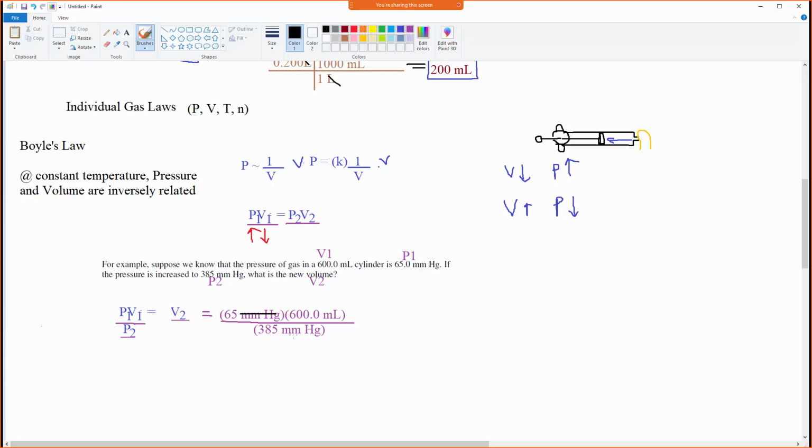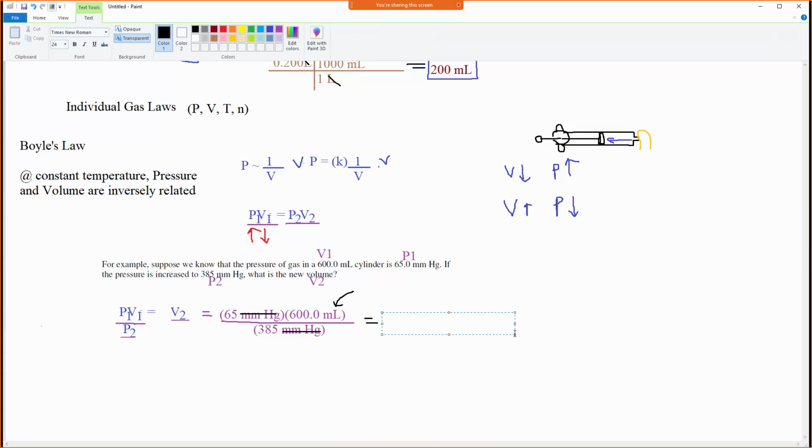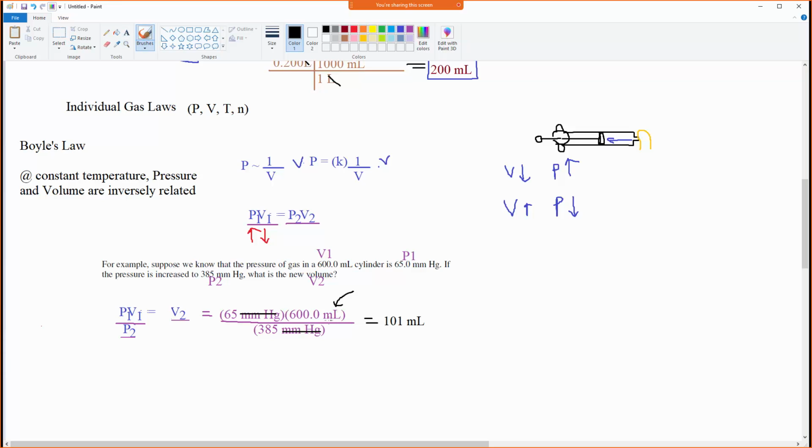So millimeters of mercury will cancel. You'll be left with milliliters, which is a unit of volume, which is what they wanted. So we're pretty sure we did it right. And we plug it in, 65 times 600 divided by 385 gives us our new volume of 101 milliliters. And we know it's units of milliliters because that's the one that didn't cancel, right? Does that make sense?